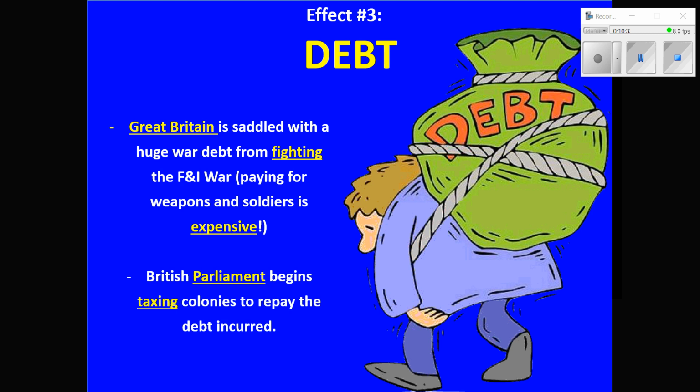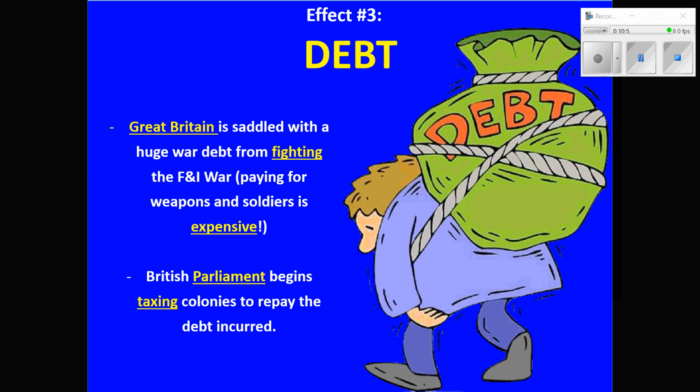The British Parliament, which was the government, said, hey, we paid all this money so the colonists could win this land. It's only fair that the colonists help pay us back by paying some taxes. So the British Parliament started taxing the colonists to help repay that debt.